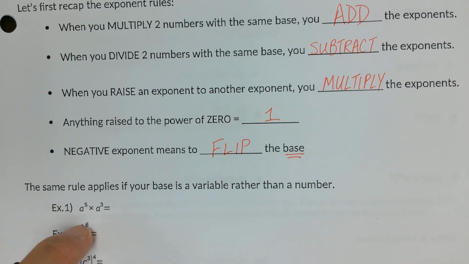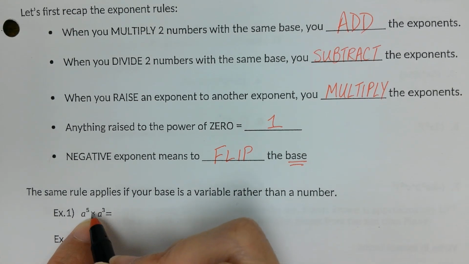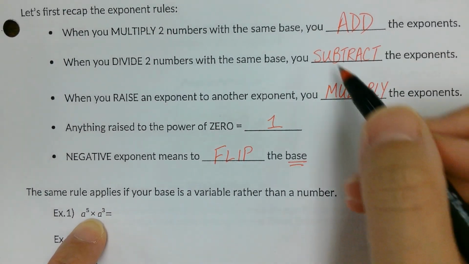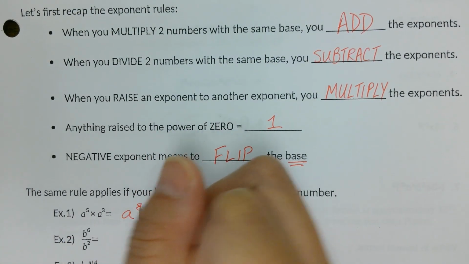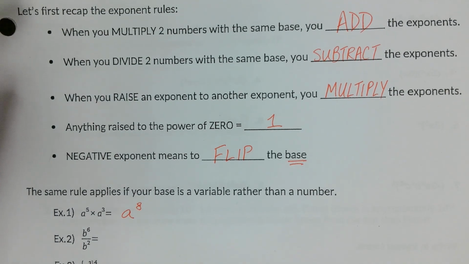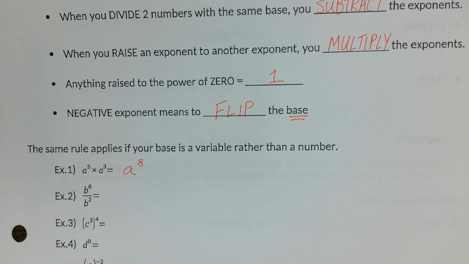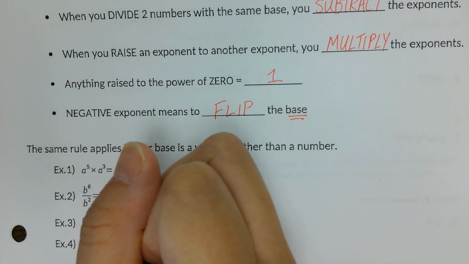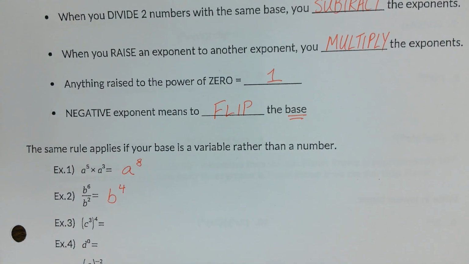Okay, so let's try example 1 then. What's my base here? A, so it's the same base. I'm multiplying in between. So what do I do with the exponents? Add them. So my answer is? That's it. Okay, I'm dividing here. My base is the same. So my answer, yeah, that's it. B to the power 4.